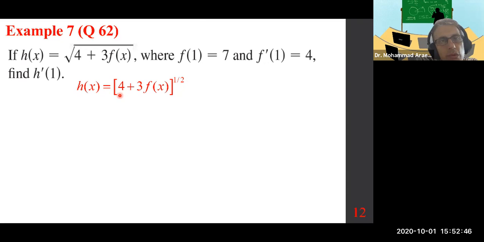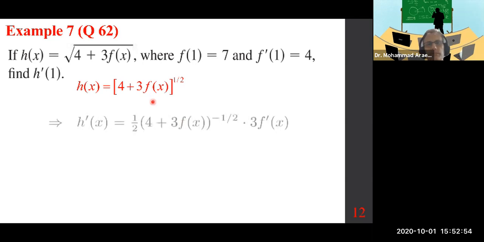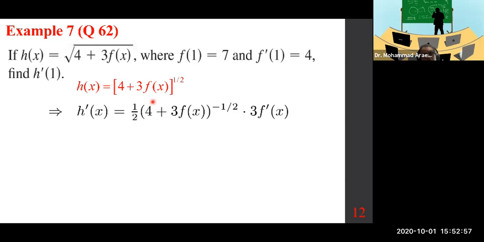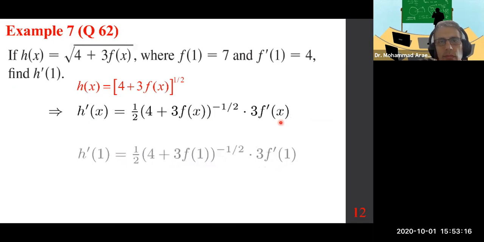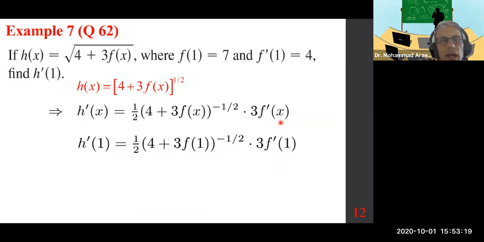By the chain rule, times the derivative of the inside, the derivative of the brackets: 4 gives you 0, plus 3f gives you 3 f prime of x. I hope everybody's clear as to what happened here. This is the chain rule, everybody. And so let's plug in. What do we want? H prime of 1. So replace this one with 1, this one with 1, this one with 1. Okay, everybody? Now let's go and see what we have.